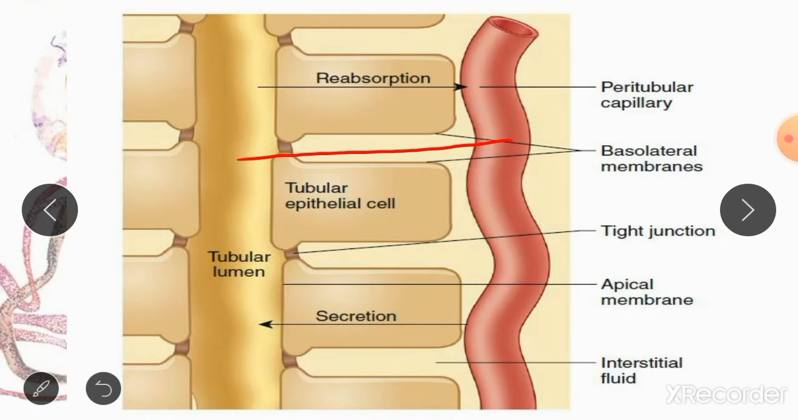then the peritubular capillaries. These epithelial cells over here have two distinct surfaces. The surface which is facing the lumen is known as the luminal surface, and the remaining surfaces are known as basolateral surfaces. This is the basal surface and this is the lateral surface, and together they are known as the basolateral surfaces.